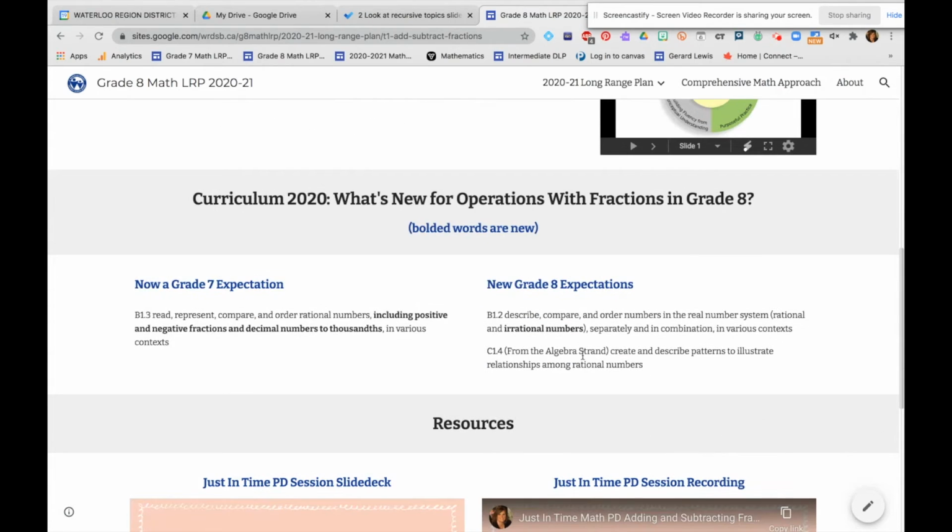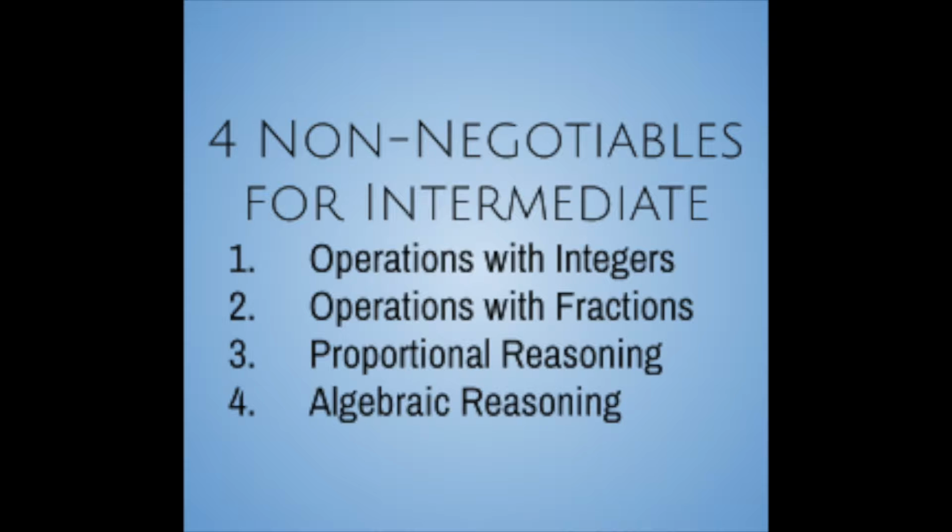C1 decimal 4 is an algebra expectation that gets revisited in the fraction topics, as it is concerned with creating and describing patterns to illustrate relationships among rational numbers. Also new, reading, representing, comparing, and ordering rational numbers is now a grade 7 expectation, which allows room in grade 8 for exploring irrational numbers. Incorporating this expectation in this topic allows us to revisit one of our 4 non-negotiables, operations with integers.